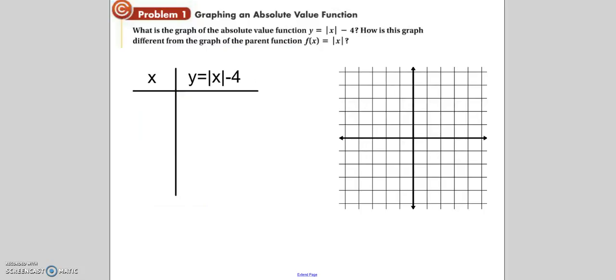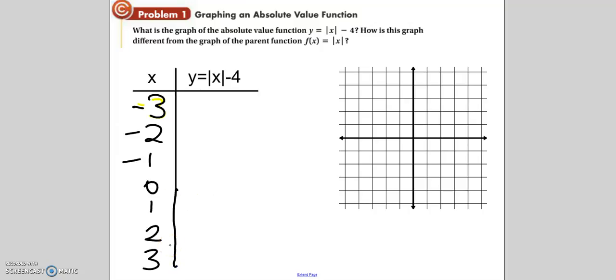So, what is the graph of the absolute value function y is equal to the absolute value of x minus 4? In order to graph that, we can make a set of ordered pairs, so let's make a table: -3, -2, -1, 0, 1, 2, 3. And plug those values in, so the absolute value of -3 is 3, minus 4 is -1. The absolute value of -2 is 2, minus 4 is -2. The absolute value of -1 is 1, minus 4, -3. And go ahead and continue filling out those.